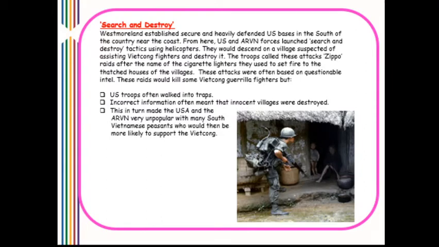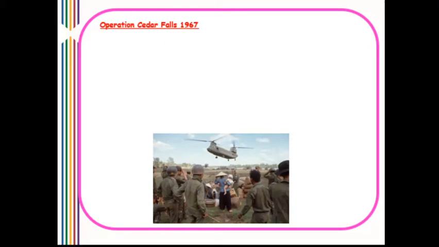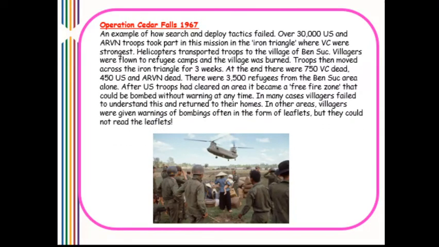This in turn made the USA and the ARVN very unpopular with many South Vietnamese peasants, who would then be more likely to support the Viet Cong. Civilian casualties were often very high, with most having little or no connection to the Viet Cong. So Operation Cedar Falls in 1967 is an example of how search and destroy tactics failed. Over 30,000 US and ARVN troops took part in this mission in the Iron Triangle, where VC was strongest. Helicopters transported troops to the village of Ben Suc. Villagers were flown to refugee camps and the village was burned.